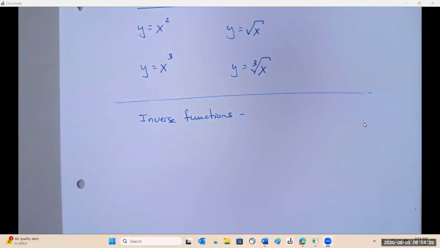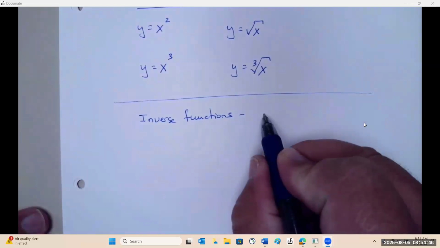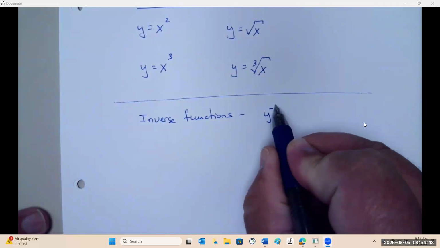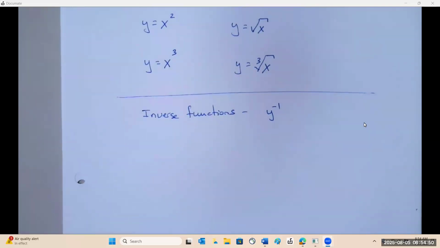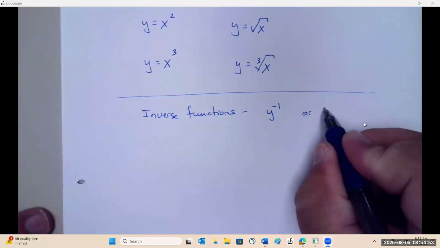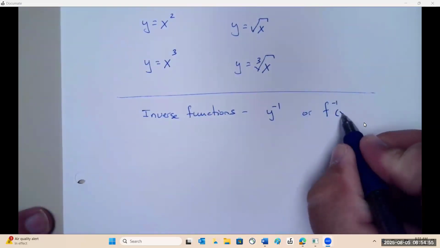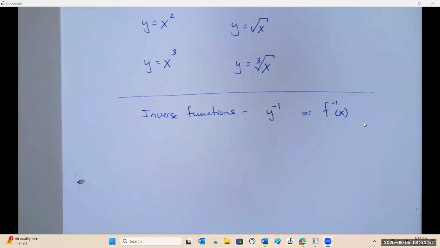Notations of inverse functions. How do we know if a function is going to be an inverse or not? We use the -1 exponent to represent the inverse. Remember, mathematics is a universal language. Anywhere in the world, you put that symbol, they know if a person knows mathematics, they can communicate with it.